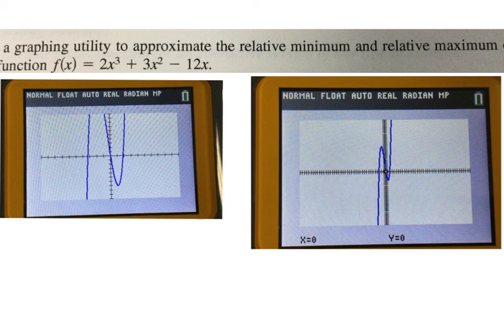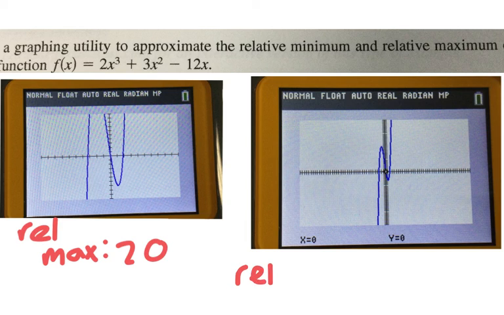Okay, so the relative maximum value I found to be 20. The relative minimum I found to be -7.